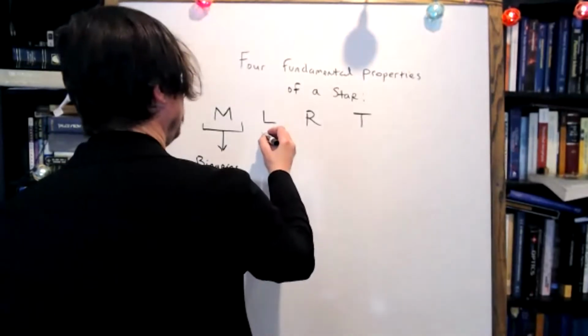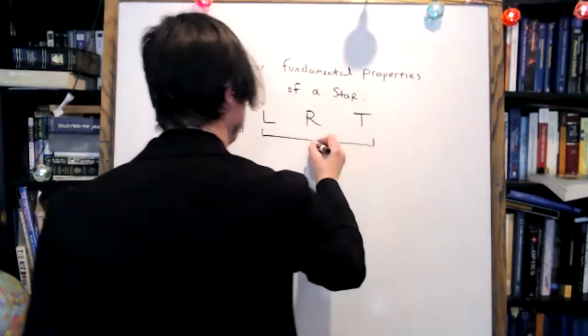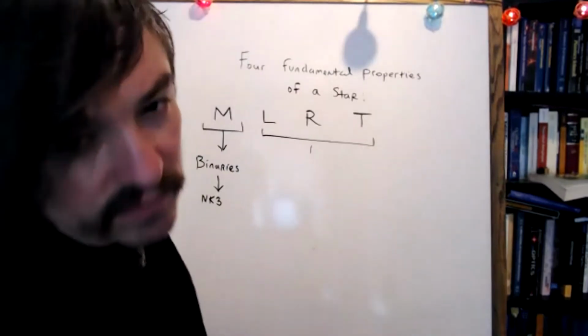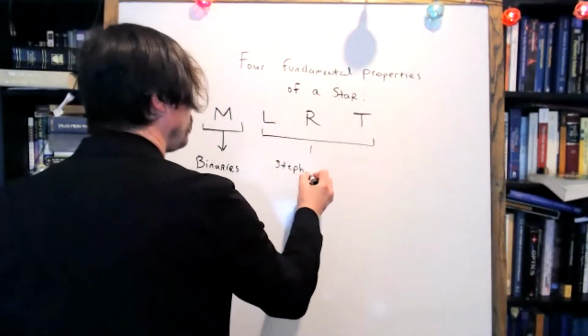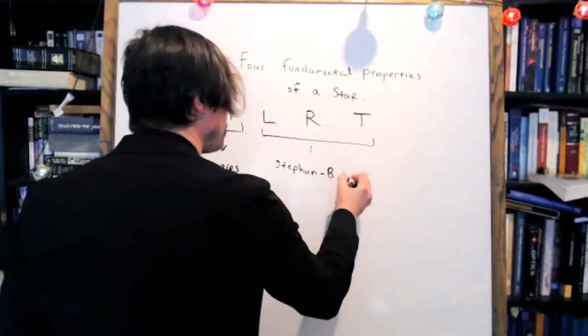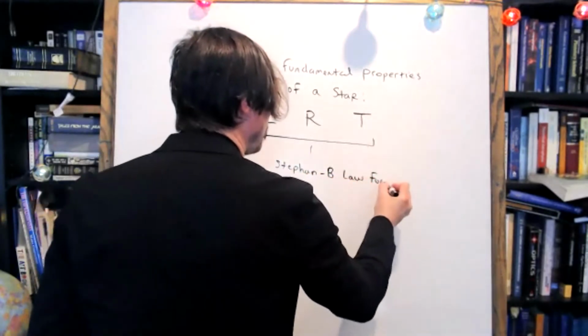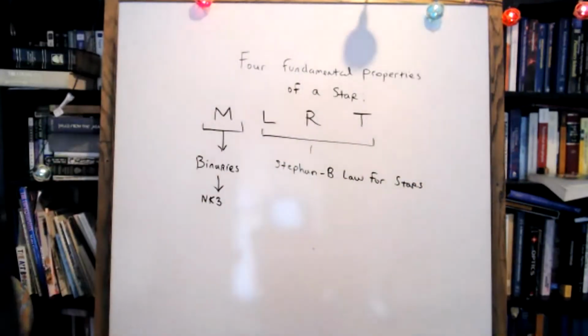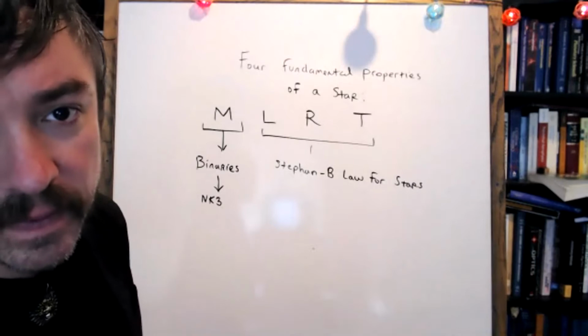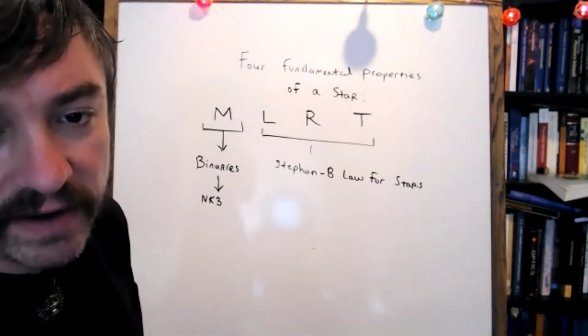Let's talk about these three things. These three things are related by a famous formula called the Stefan-Boltzmann law for stars. Did you learn this in one of my previous videos? Could someone fire off what it is?